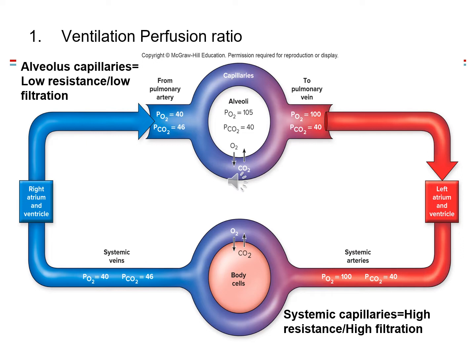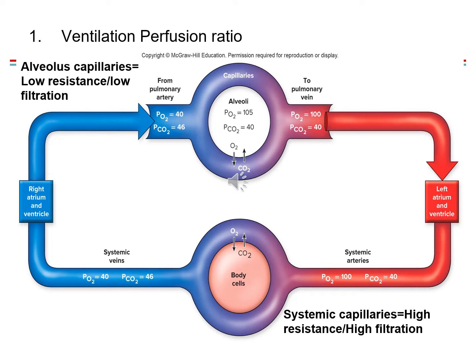The systemic capillaries have a high resistance and a high filtration, because remember, what is the function of these capillaries around the tissue? Systemic capillaries increase the filtration to nourish that tissue as much as possible, but also pick up the waste that is carbon dioxide and water, uric acid as well. There are different molecules that are considered waste, but basically the systemic capillaries have a high resistance and a high filtration.